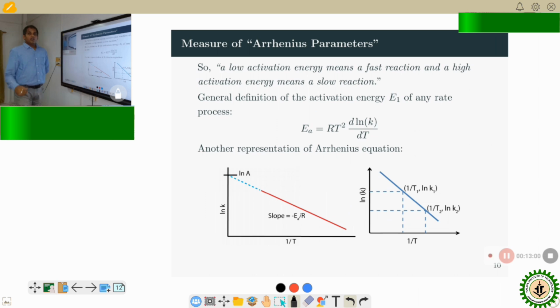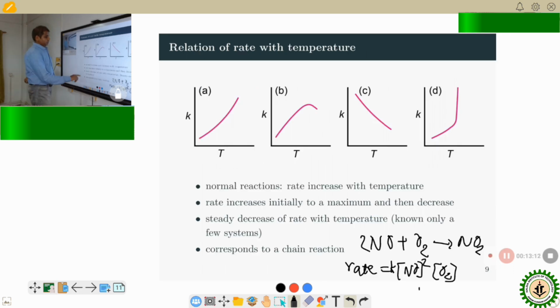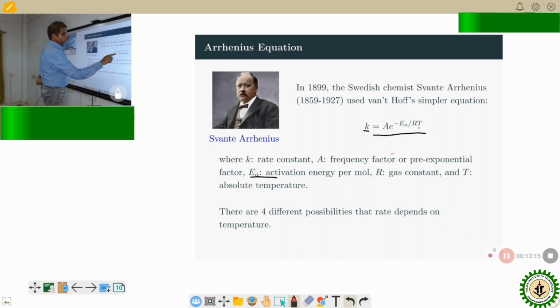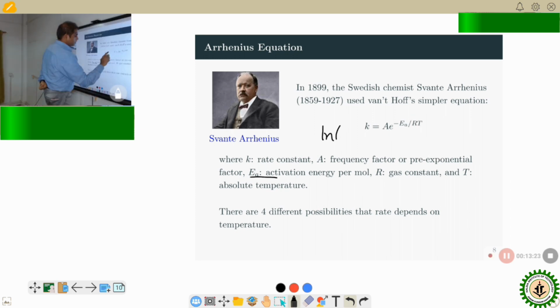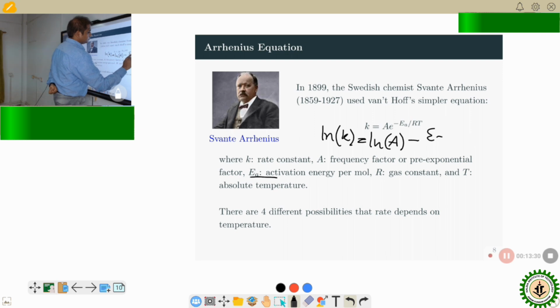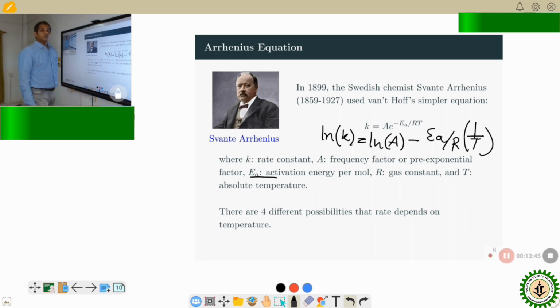Now, another representation of the Arrhenius equation is the logarithmic inverse plot. So what does it mean? It means that if we consider the Arrhenius equation of this form and take the logarithm on both sides, we can say that log of k is equal to log A minus Ea by RT. Now, we can see from this relation, writing it as Ea by R into 1 by T, that if we plot the logarithm of the rate constant versus 1 by T, it is a kind of linear equation.